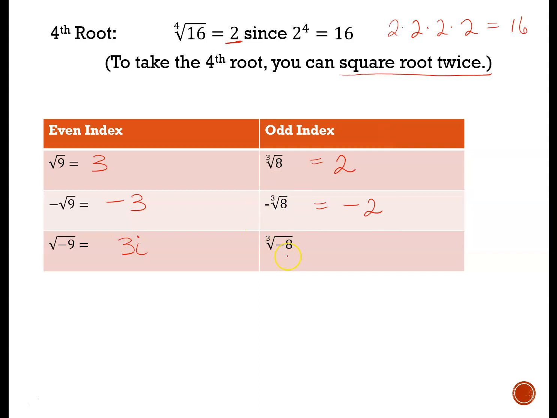Now, the cube root of negative 8 does not have an I. Cube roots will never have I. Let's make a note of that because a lot of students make that mistake. Cube roots never use I.